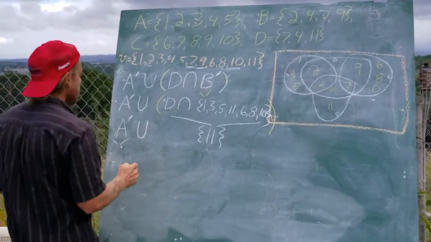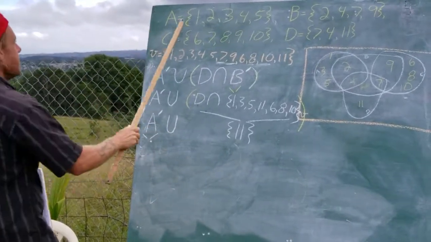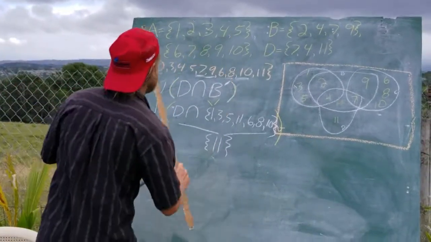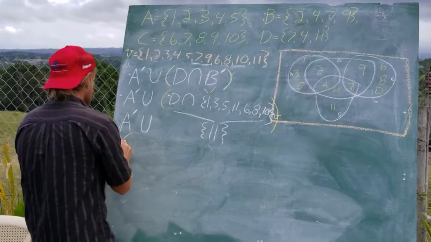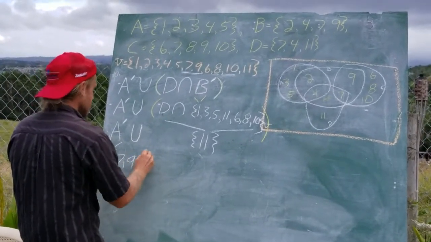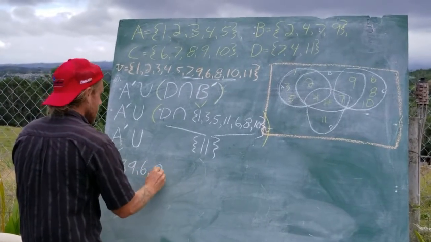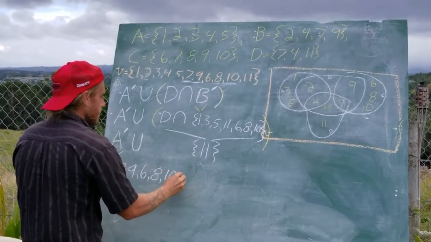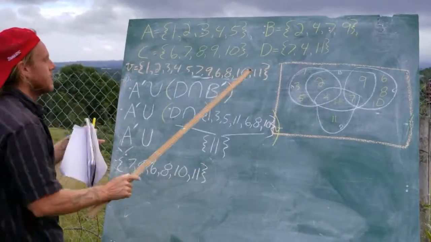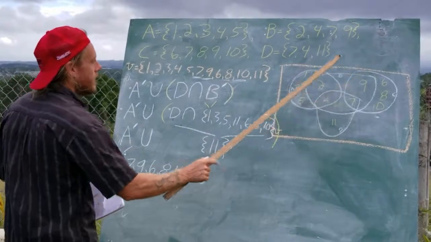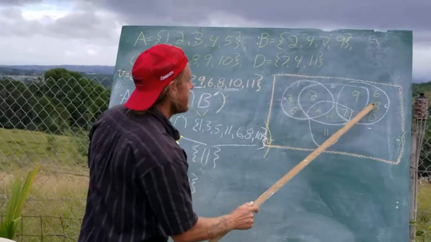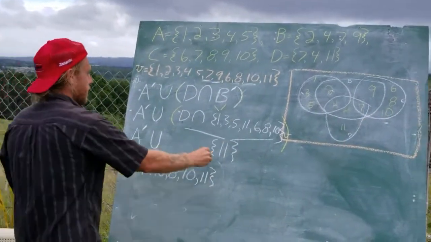The complement of A is everything in the universal set with the exception of the elements in A. So 1, 2, 3, 4, and 5, everything in this direction. So we have 7, 9, 6, 8, 10, and 11. That is the complement of A, or in other words, everything in our universal set that is not in A. 11, 7, 9, 6, 8, 10. All right, let's bring the rest of our work down.